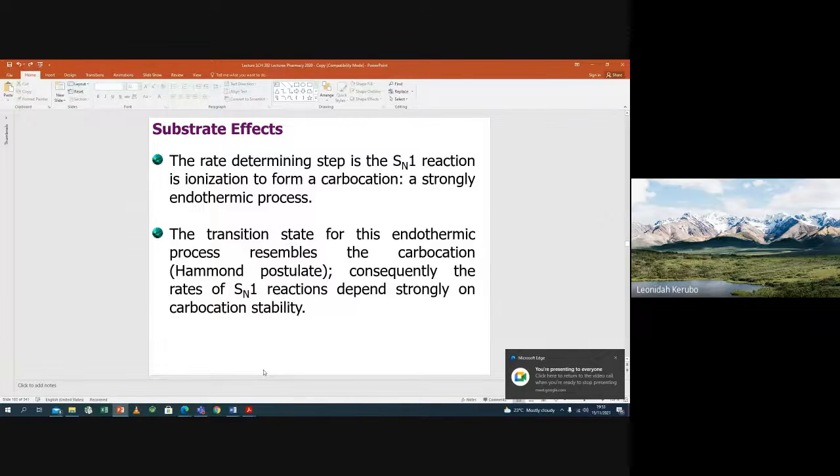How are you today? Today we are going to discuss substrate effects on SN1 reactions. We've done the same for SN2 reactions.